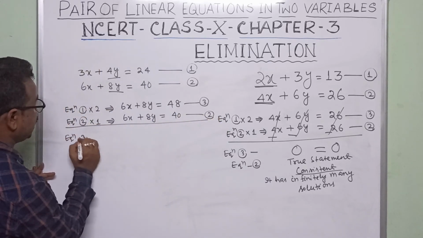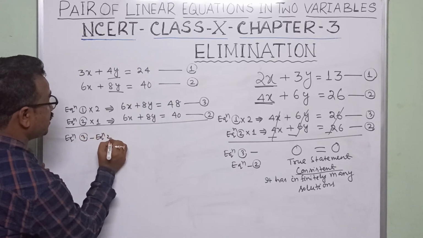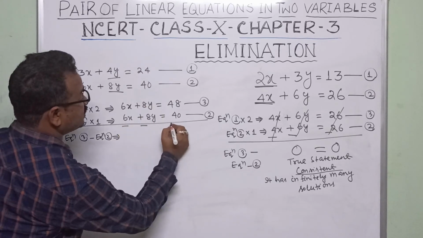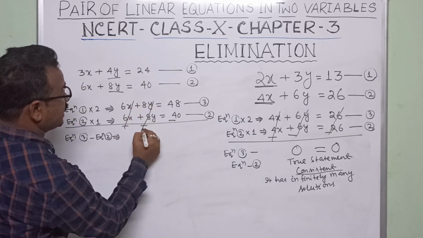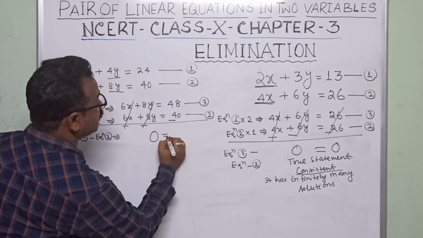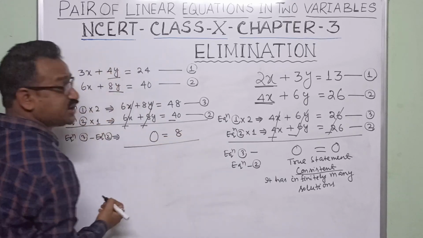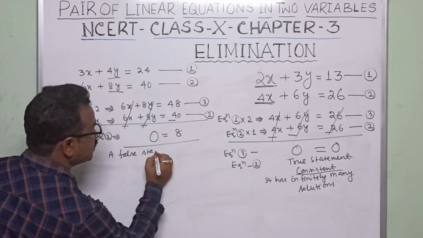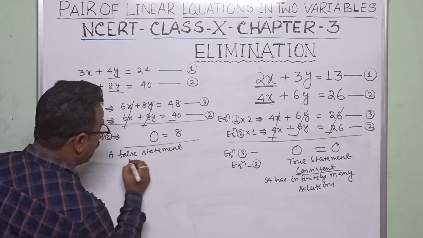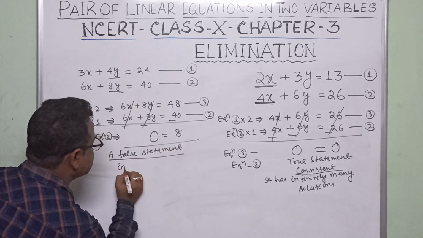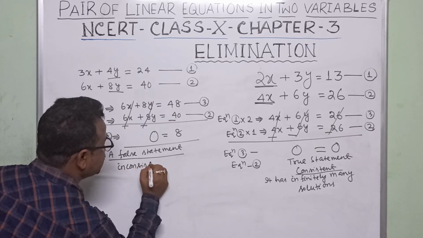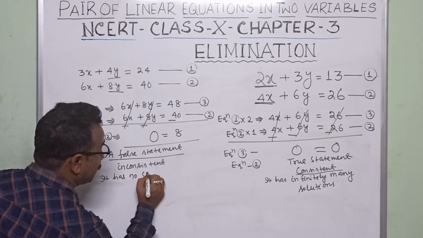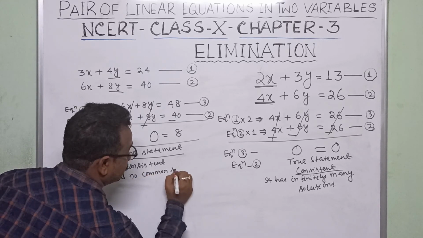Now equation 3 minus equation 2, what will we get? Minus, same. Minus, minus, minus. So cancel, cancel. We are getting 0 is equal to 8. A false statement. So inconsistent. Inconsistent. It has no common solution.